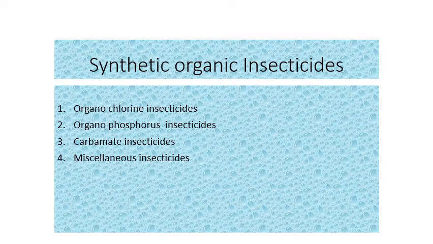Let us move to synthetic organic insecticides. They have contact and stomach poison action and are sometimes used as fumigants. However, the contact action predominates. These are commercial groups of insecticides for insect control. They are further divided according to their chemical natures. First one is organochlorine insecticides, organophosphorus insecticides, carbamate insecticides, miscellaneous insecticides.